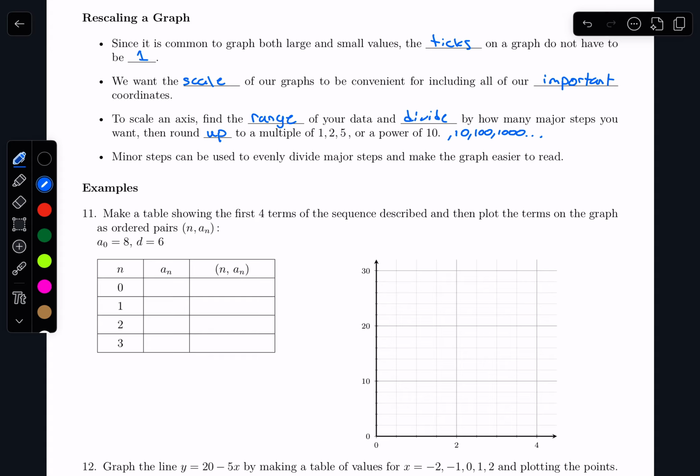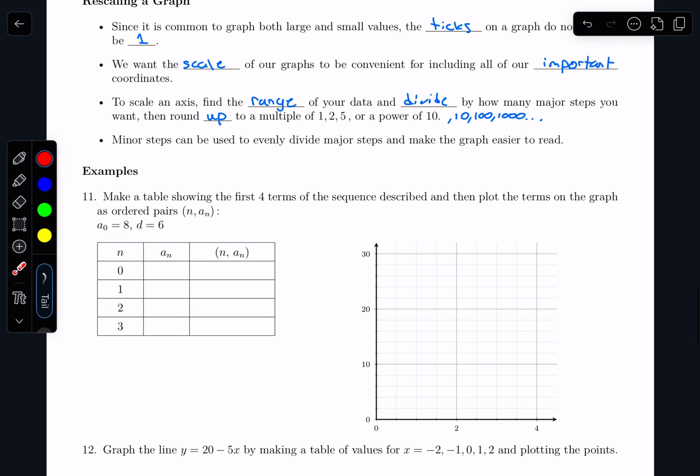It says minor steps can be used to evenly divide major steps and make the graph easier to read. All right, what is a major step? What is a minor step? Where did any of this come from? So let's look at the graph here. We have our y-axis going from 0 to 30. Do you see how only the 10, the 20, and the 30 are labeled? So wherever we have a label and this kind of darker line going across the screen, that is referred to as a major step. Okay, the ones that are labeled are major steps.